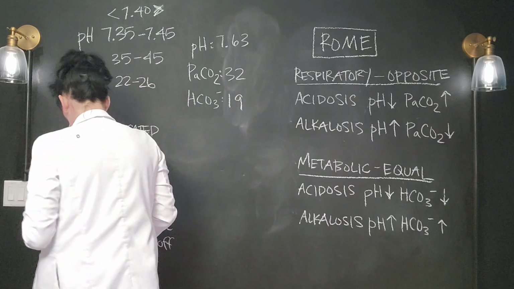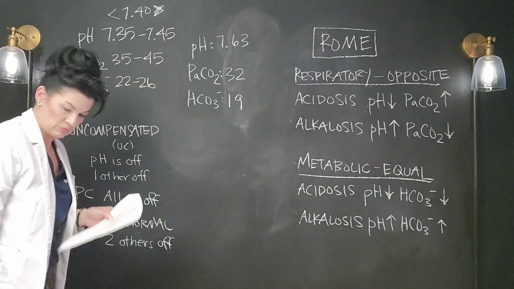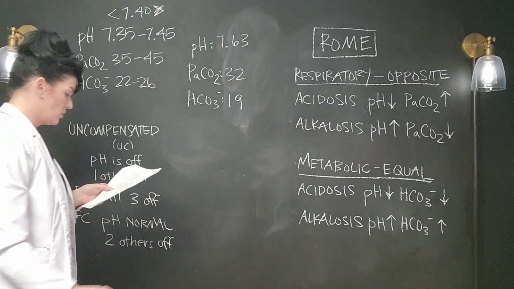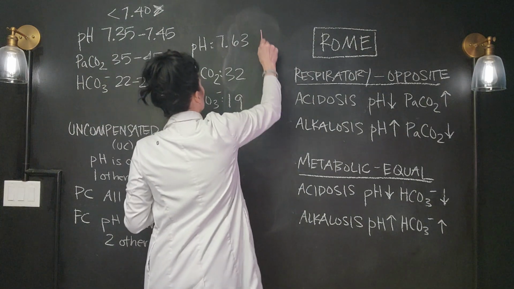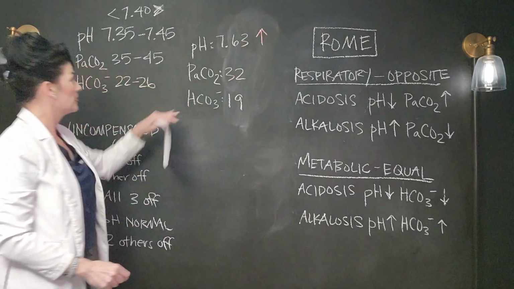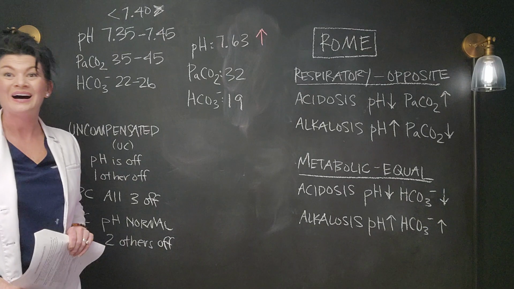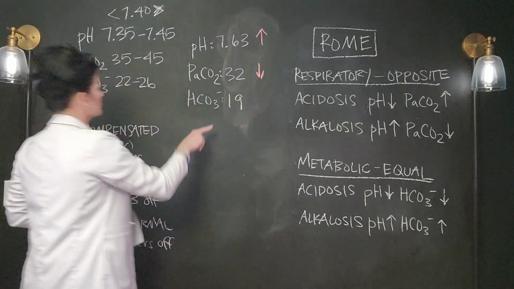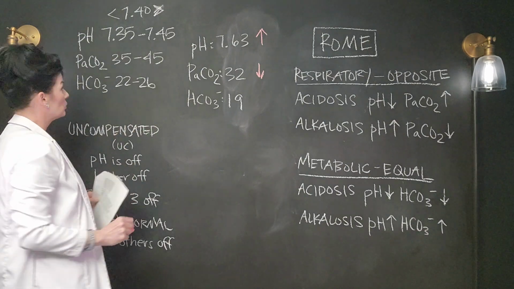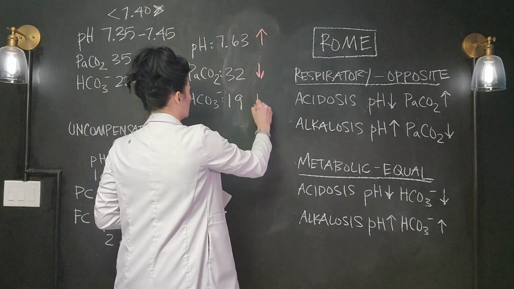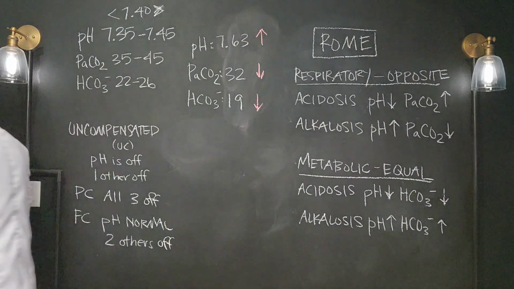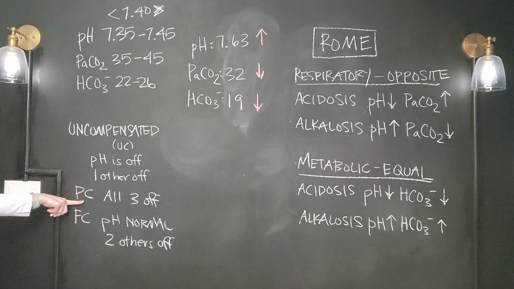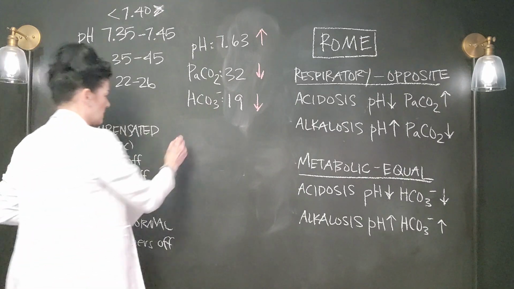All right, starting with our pH. Is our pH high, low, or normal? That would be on the high side, the alkalotic or basic side. Is our partial pressure of CO2 high, low, or normal? It's low. Is our bicarb high, low, or normal? It is also low. All right, let's always start with our compensation. If all three of these values are off, our compensation is partially compensated.